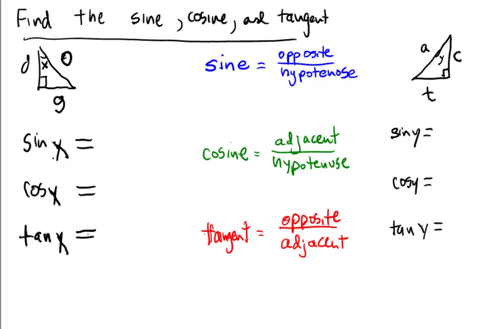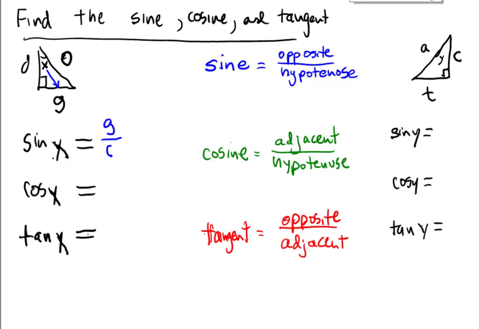For the x, I can see that the opposite from the x is g, and the hypotenuse is, of course, o. So the sine of x is g over o.